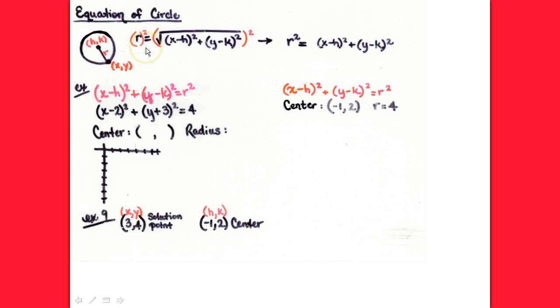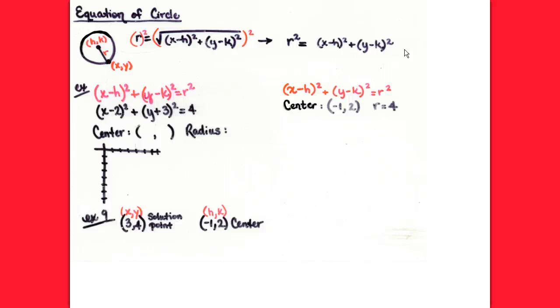But if I want to get rid of that radical, I could just square both sides to get my square root to go away. And when I square both sides, this is what I would come up with. And magically, that's the equation of a circle. So again, the equation of the circle just comes from performing the distance formula. And that gives me a way to help me remember the formula as well. So let's see what we can do with it.